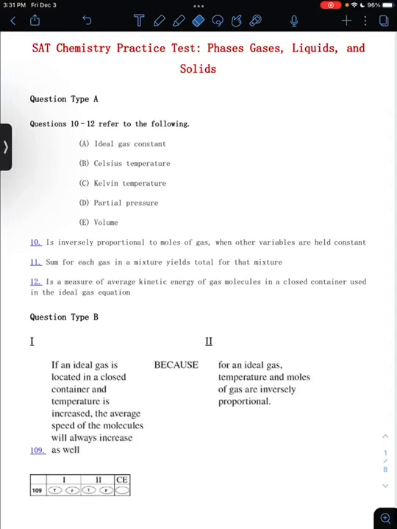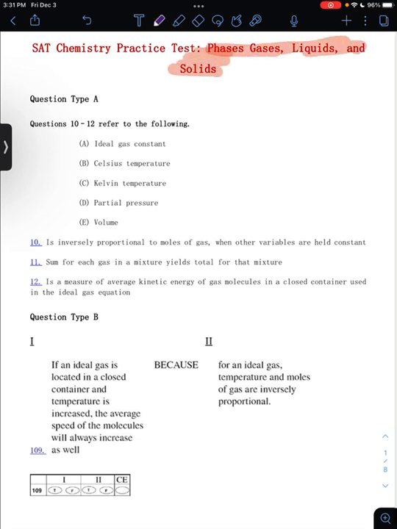Alright, here I have the SAT chemistry practice test from Crack SAT. And what I plan to do is go through a page of these a day and create a playlist for each of the different units. So this one is phases right here.